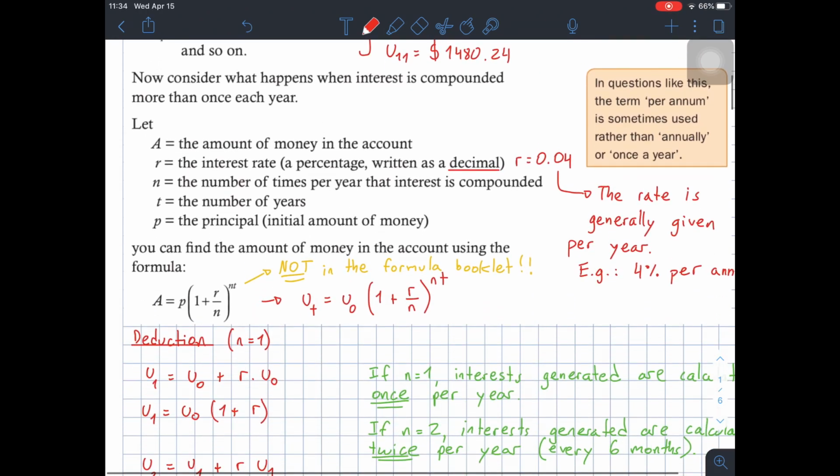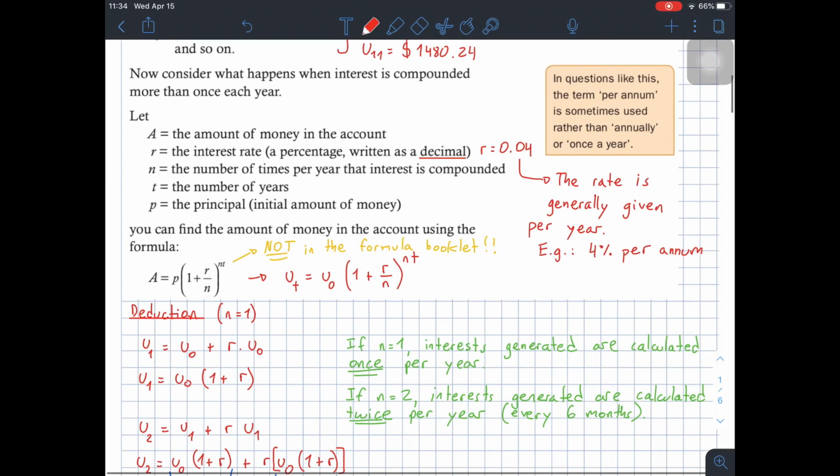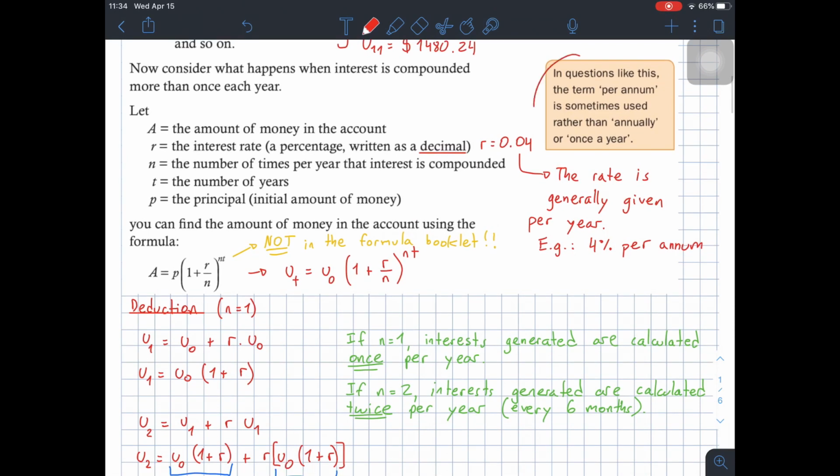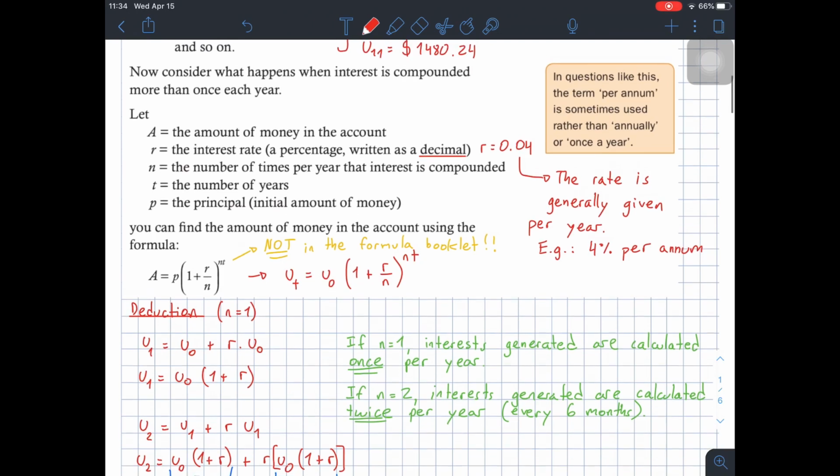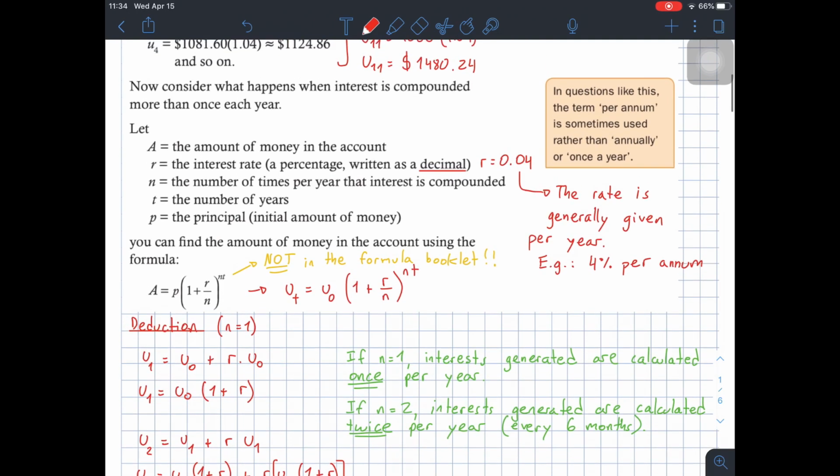Then it says, now consider what happens when interest is compounded more than once each year. Okay, here it says, in questions like this, the term per annum is sometimes used rather than annually or once a year. Okay, so those are synonyms. So here's an interesting formula, which is not in the formula booklet, and it is widely used in finance. This is known as compound interest.